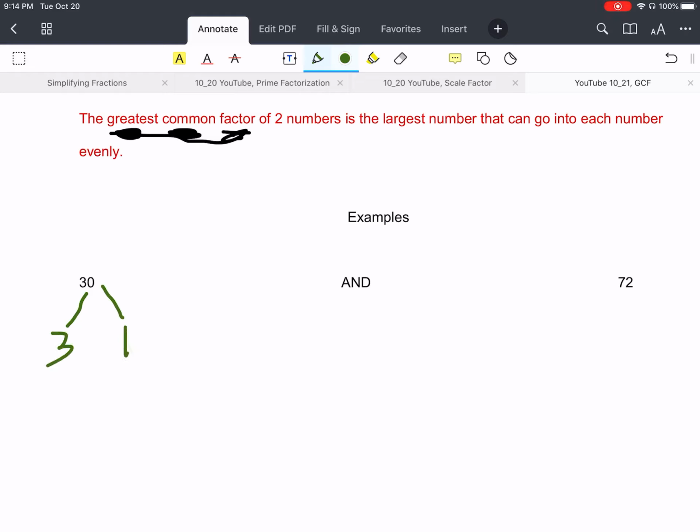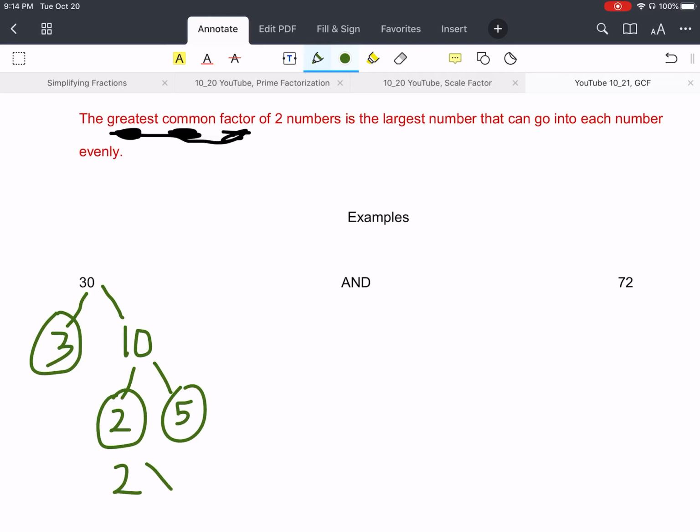I'm going to do 3 and 10. Circle my 3 because it's prime. Split my 10 into 2 and 5. And that leaves me with 2 times 3 times 5.